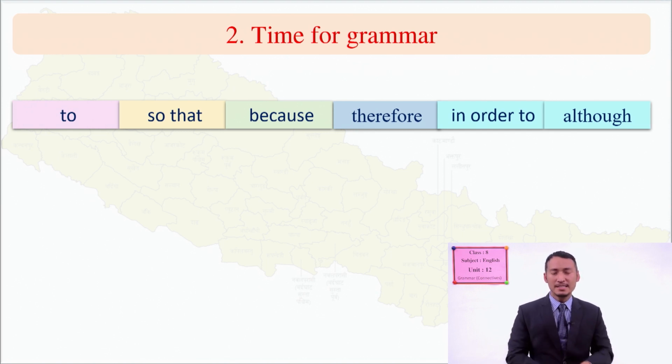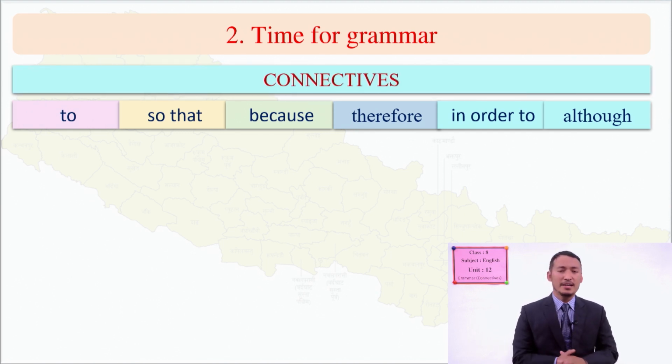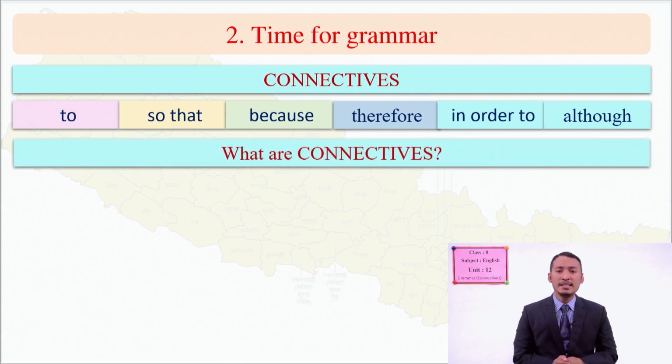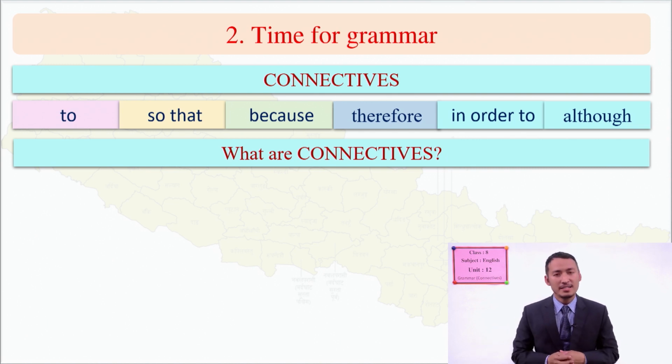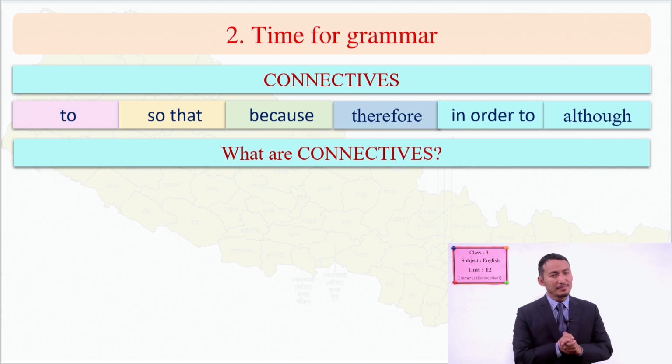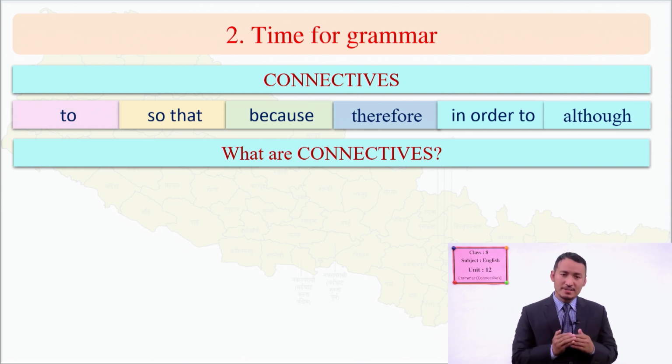Okay, students, now let's see. These are connectives, as we have already said. Then, what is the meaning of connectives, or what are connectives? What is the definition of connectives? Okay, now let's see. Connectives, what do they do? Can you guess? By the word connectives, it means that it connects. So what does it connect? It joins, links. What does it link?